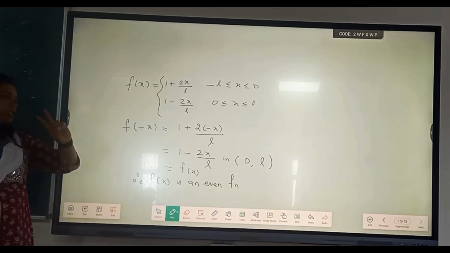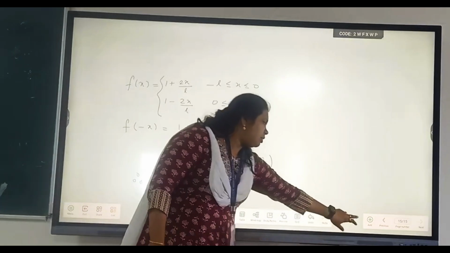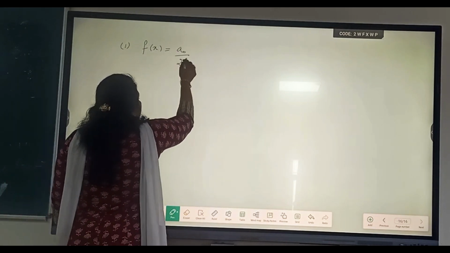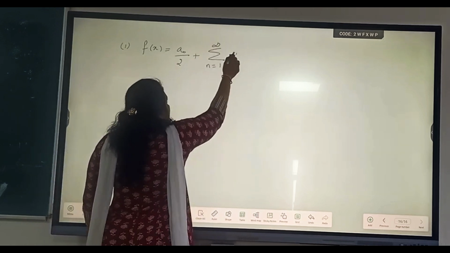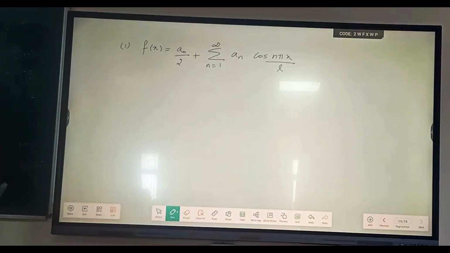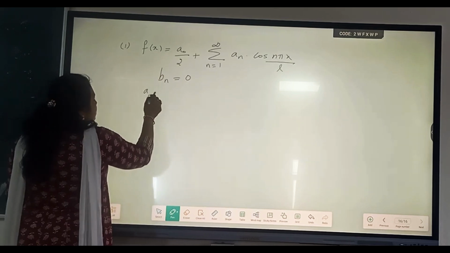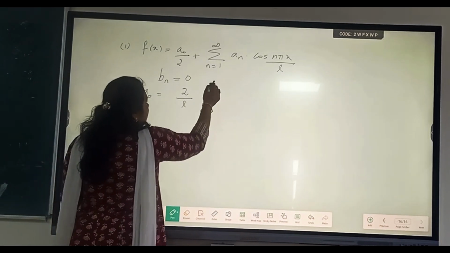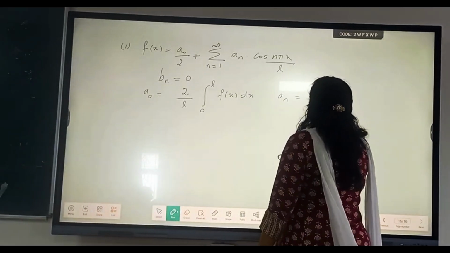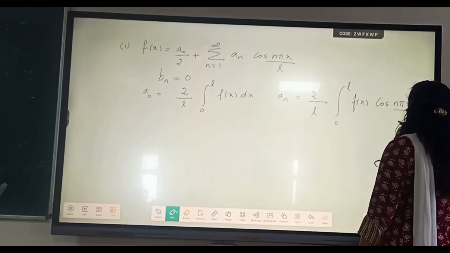So here also we are going to prove the two conditions. First one is expansion, second one is deduction. So we will do the first one, expansion. f of x is equal to a naught by 2 plus summation n equal to 1 to infinity a n cos n pi x by L, because it is in minus L to plus L. So it is an even function, so you know that bn is 0. Your a naught is 2 by L integral 0 to L f of x dx formula, and your an is 2 by L integral 0 to L f of x cos n pi x by L dx.